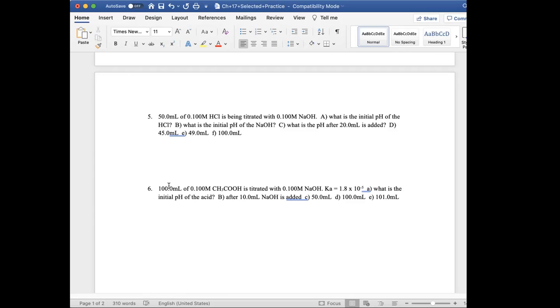And then I get 0.032. All right, so 3.2 e negative 2. So then 2 minus log of 3.2. That's 1.5. That's the POH. And then the pH would just be 14 minus that. So that should be what, 12.5? There you go.